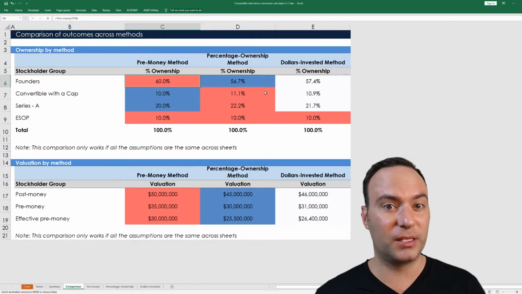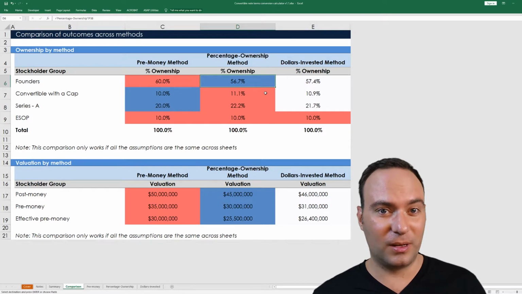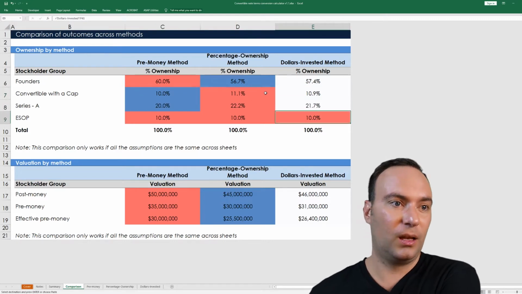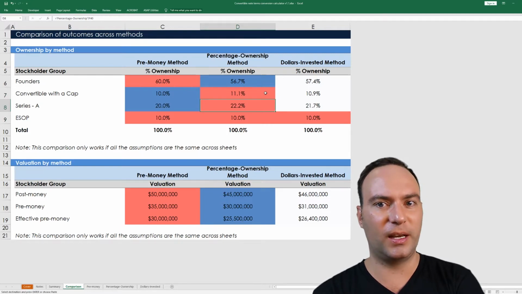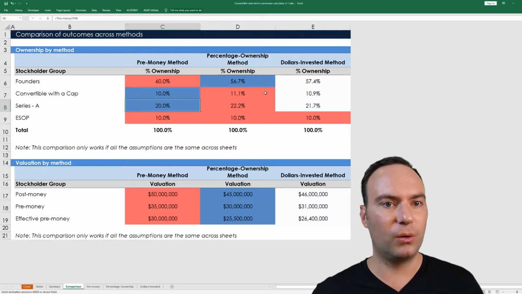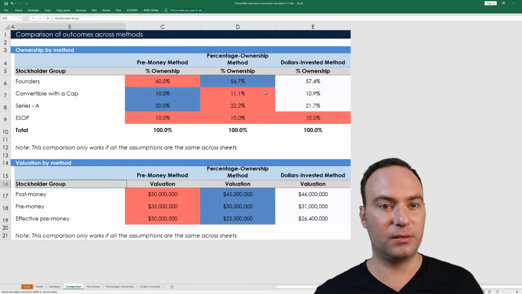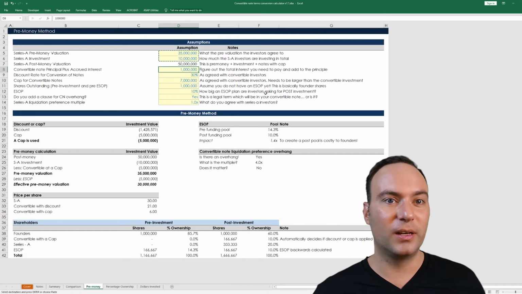Founders will own 60%, down to 56.7 in the lowest case. Convertible note holders have around more than 10%. And on a percentage ownership method basis, the Series A guy would be at 22.2, or 20 or 21% here now. So the valuations are considerably higher, ultimately impacting the angel investors who have less ownership than in the previous situations.